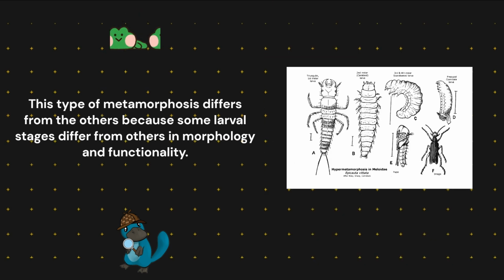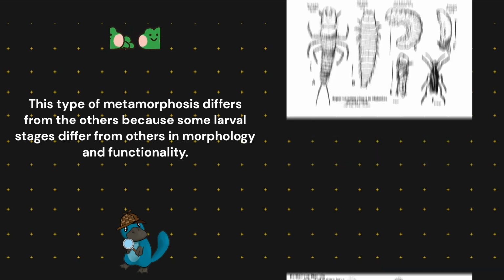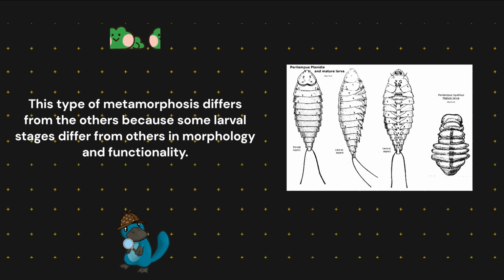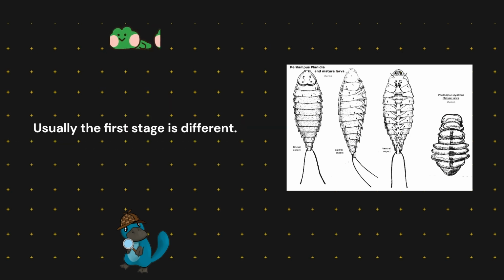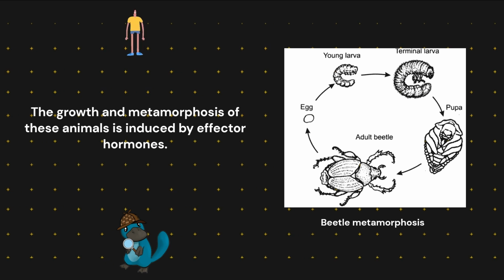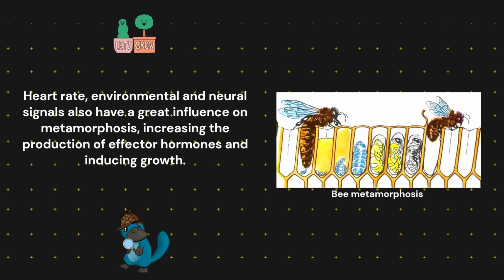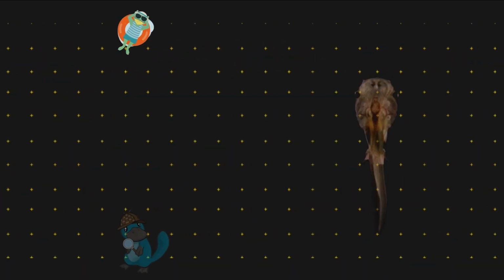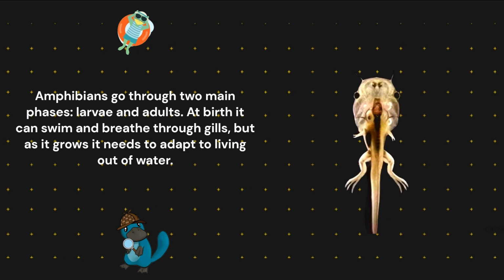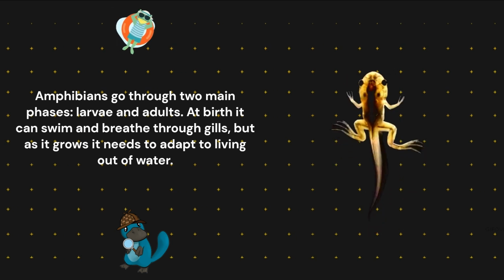There is also a variant of holometabolism, hypermetamorphosis. This type of metamorphosis differs from the others because some larval stages differ from others in morphology and functionality. Usually the first stage is different. The growth and metamorphosis of these animals is induced by effector hormones. Heart rate, environmental and neural signals also have a great influence on metamorphosis, increasing the production of effector hormones and inducing growth.